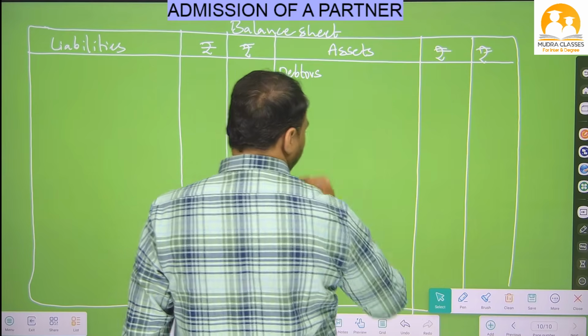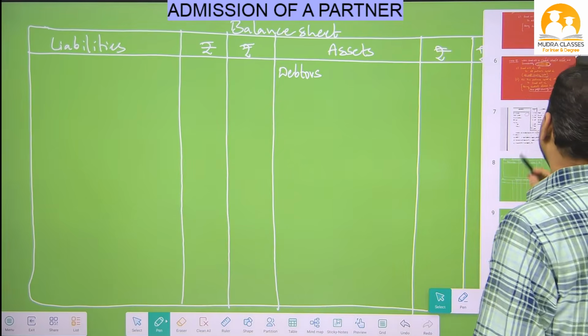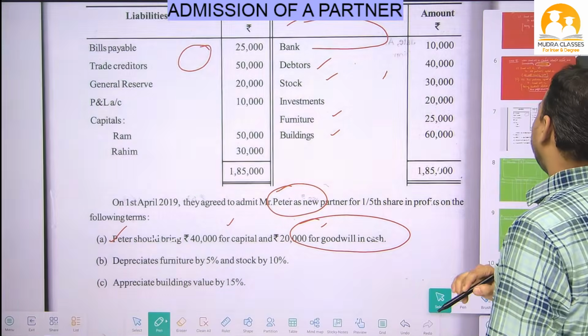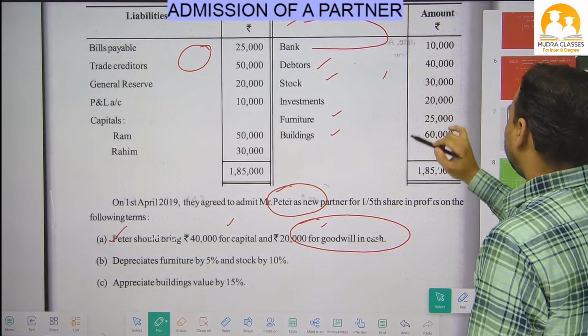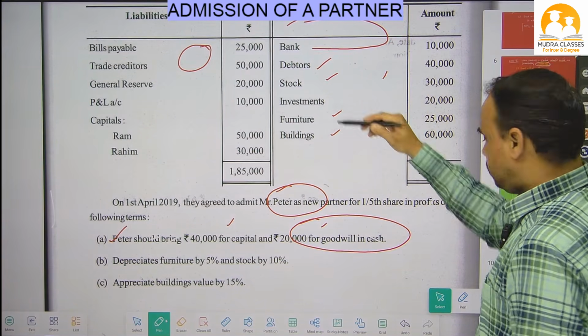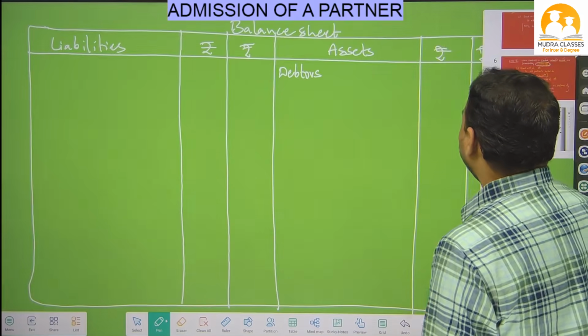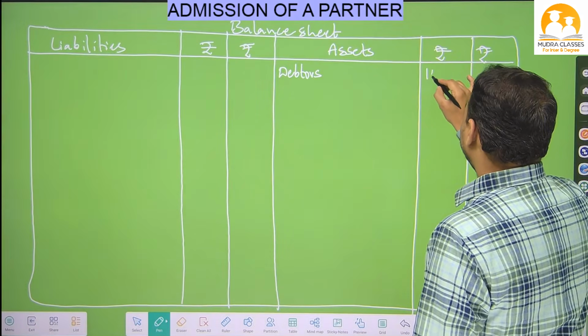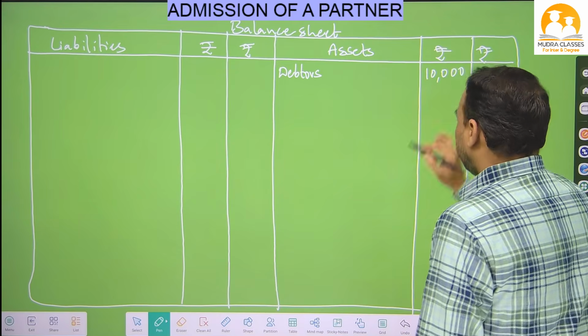Okay, the amount we have to write in the inner column. How much amount is given? See, debtors amount 40,000 is given. For debtors we have an adjustment, so the amount we have to write in the inner column is 10,000 rupees.